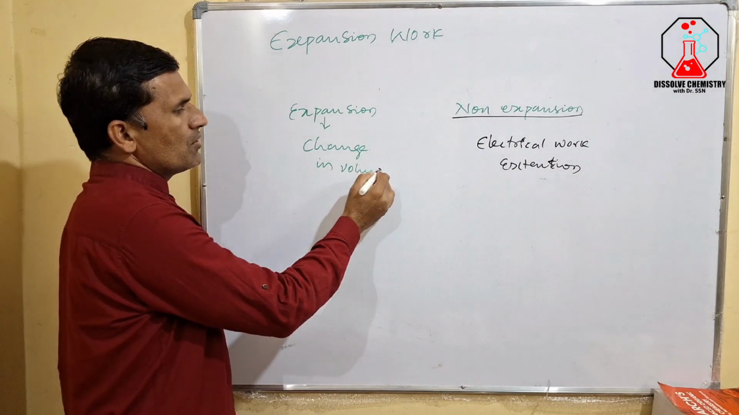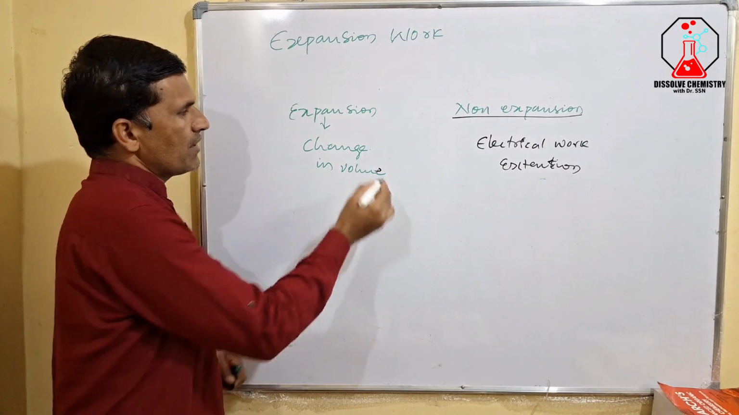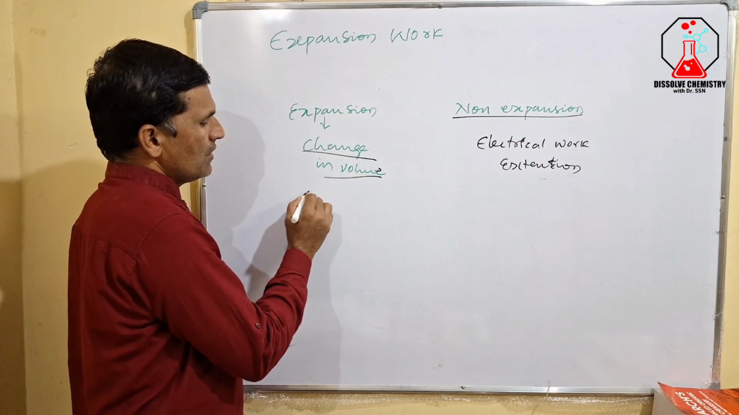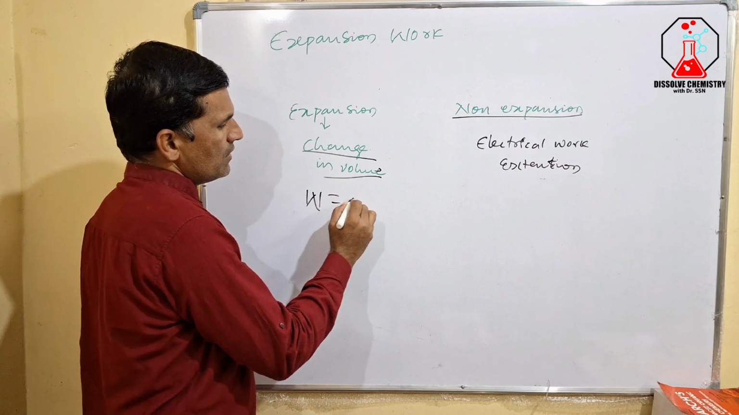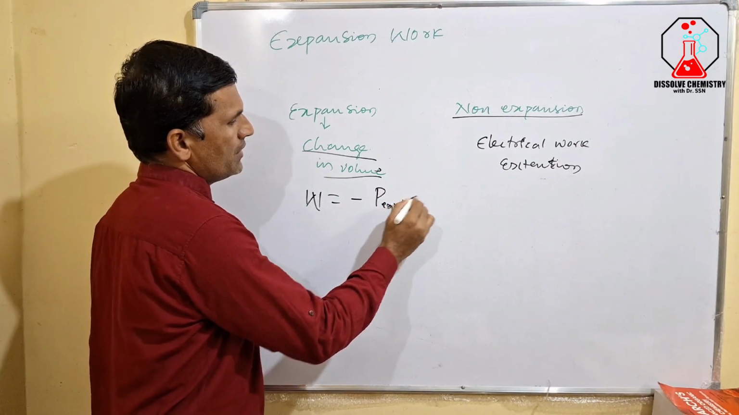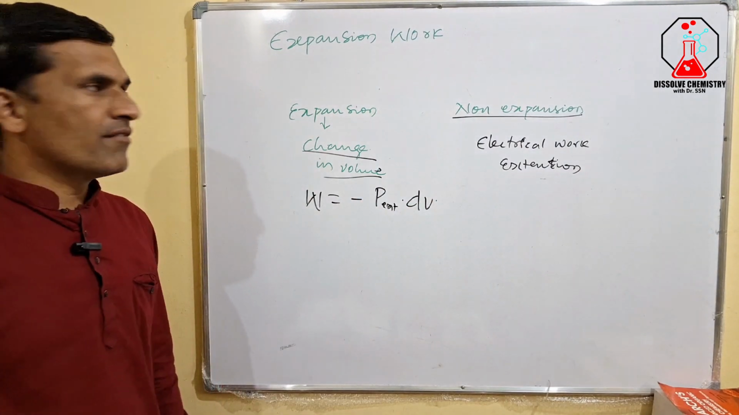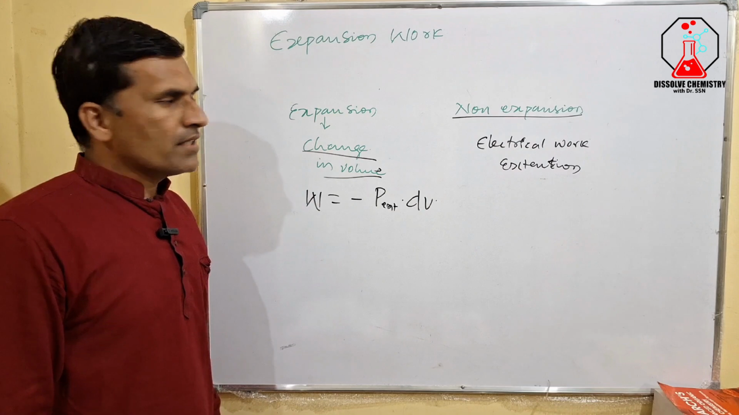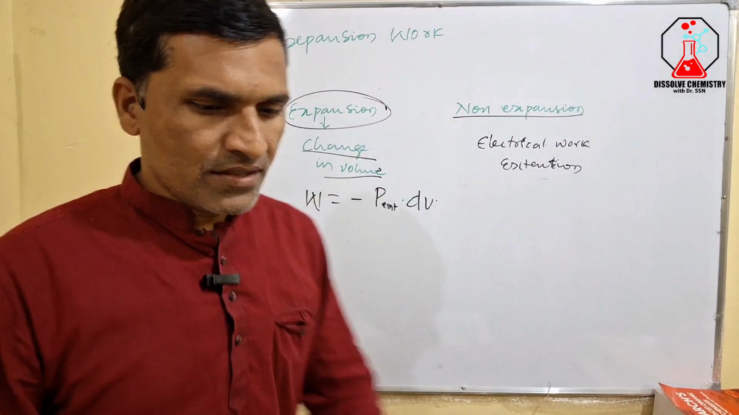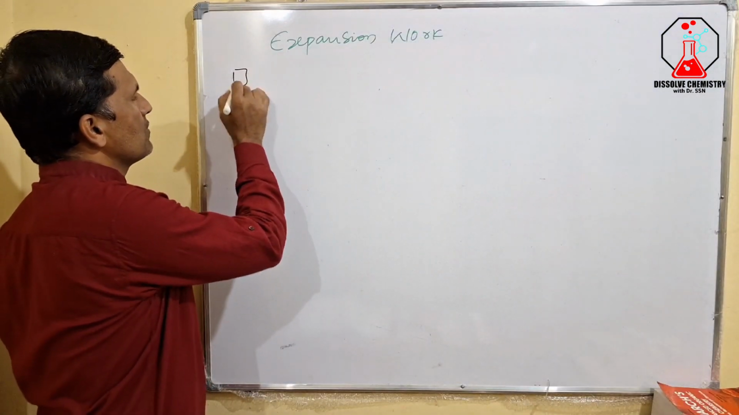So this change in volume we have already discussed in the previous class, and it is a matter of our thermodynamics where work is equal to minus P external into delta V. That is what we have derived. So in today's class we will see different types of these expansion works. What do you mean by free expansion?